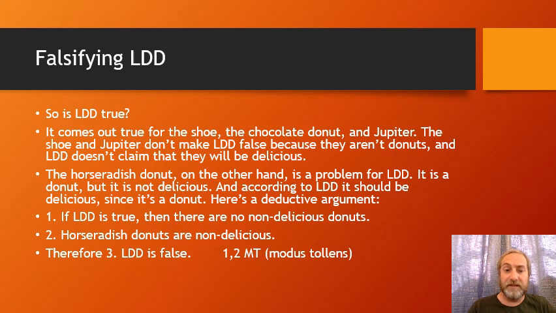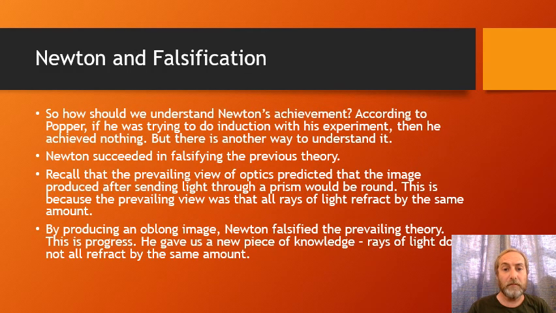This is a problem because it satisfies the donut, right? It is a donut. And so the law of donut delectability predicts that it should be delicious, and it is not. So here we have our argument by modus tollens. We can falsify the law of donut delectability. If LDD is true, there are no non-delicious donuts. Horseradish donuts are non-delicious, therefore LDD is false.